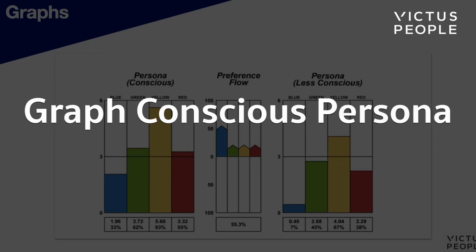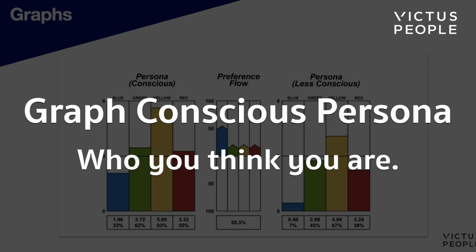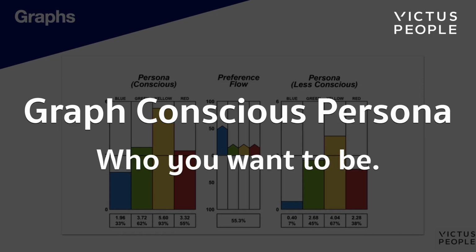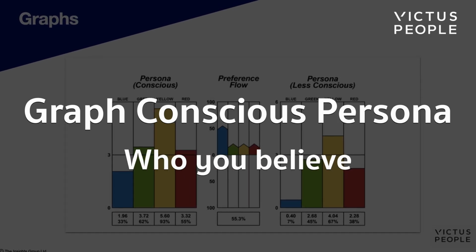And the graph on the left is the average of those scores. You can call this a representation of who you think you are, who you want to be, and who you believe others expect you to be. That graph was when you were intentional in your interactions. But what happens when you are not so intentional and operating with lower self-awareness? How would you show up? That's the less conscious graph.